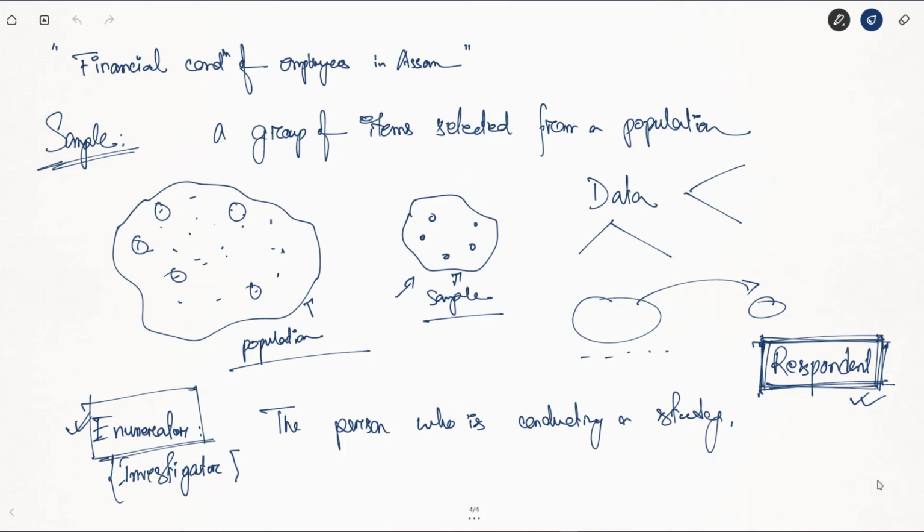Now let's go to two new terms, which are parameters and statistics. So in a population there will be certain characteristics. Every population has certain characteristics.